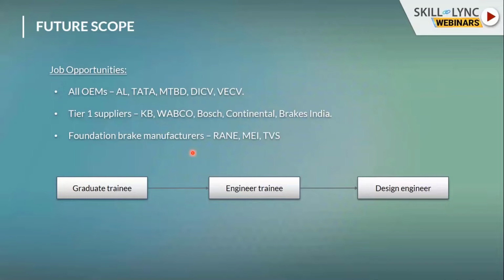So what job opportunities are available outside in the braking industry? Ashok Leyland, Tata, Mahindra Trucks and Bus Division, Daimler ICV, and Volvo Eicher commercial vehicles. Also, Tier 1 suppliers have positions for brake engineers and foundation brake manufacturers. As I said, drum brake and disc brake manufacturers such as Rane, M8, TVS also have scope for brake design engineers.